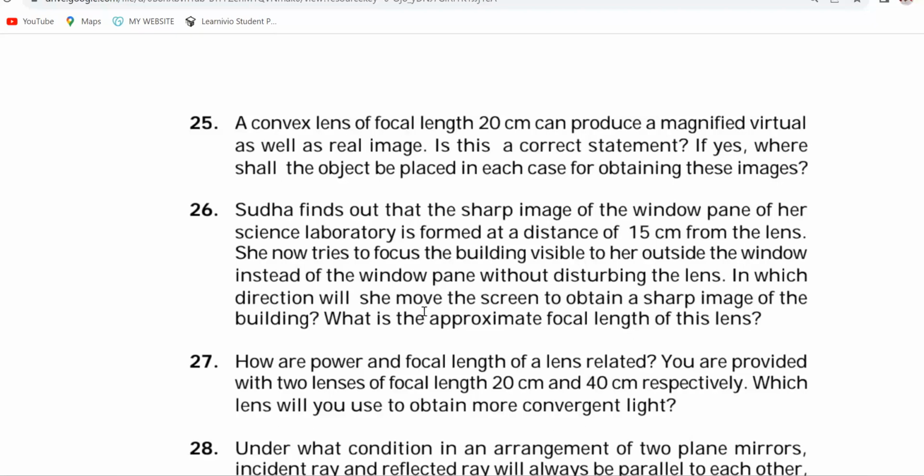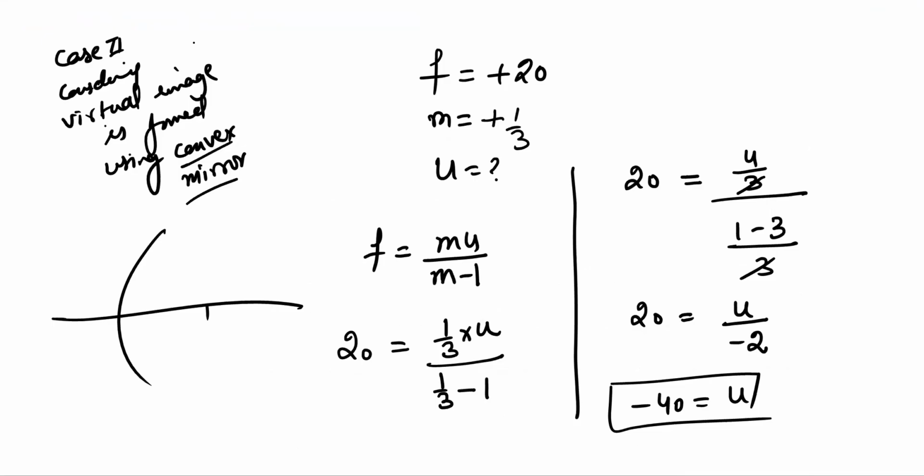And you know here you have to assume it is showing a magnified and virtual image as well as a real image, and where should the object be placed in each case for obtaining these images. So it is not asking you where you need to put the image. Okay, let me explain what magnified images mean: one is virtual and one is real. You need to tell here the magnification is not given to you, dear students.